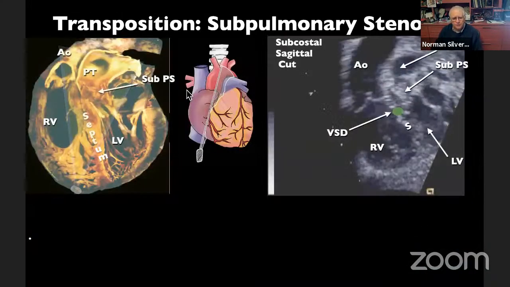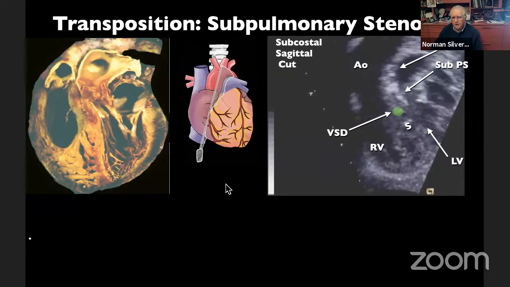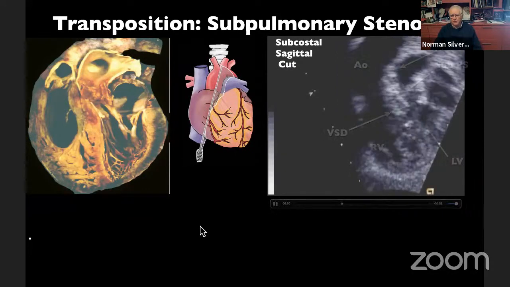Here's another example of subpulmonary stenosis with a heaping up of endothelial and fibrous tissue within the left ventricular outflow tract, and here an echocardiographic representation of the same.